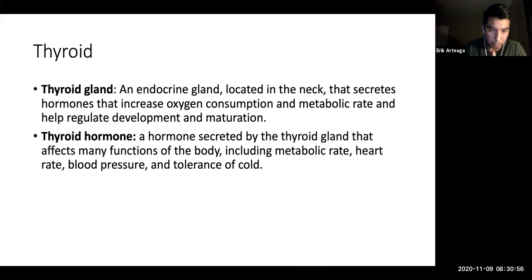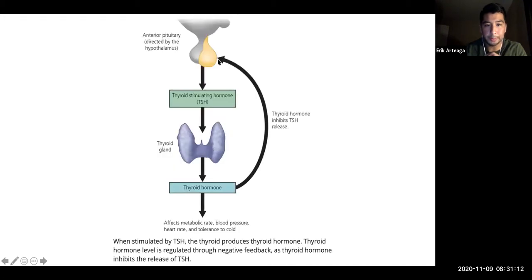Okay. So thyroid hormone is a hormone secreted by the thyroid gland that affects many functions of the body, including metabolic rate, heart rate, blood pressure, and tolerance of cold. So again, thermal regulation is also important for this gland. Here we have the anterior pituitary directed by the hypothalamus. This is going to be secreting thyroid stimulating hormone, or TSH. So the thyroid gland, again, is going to be stimulated. Then you have that thyroid hormone production.